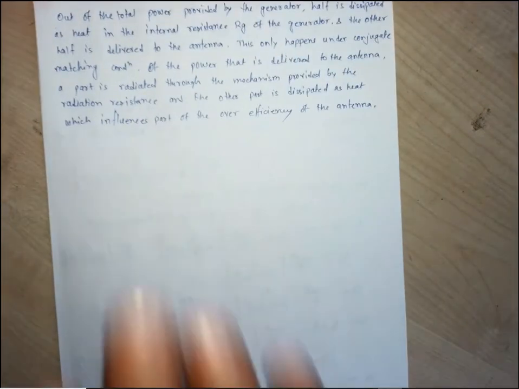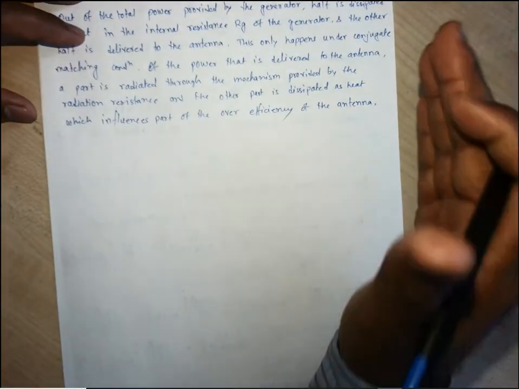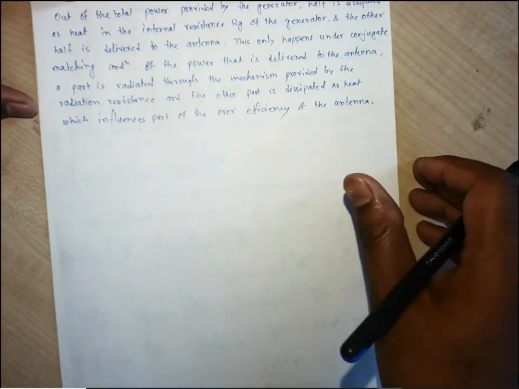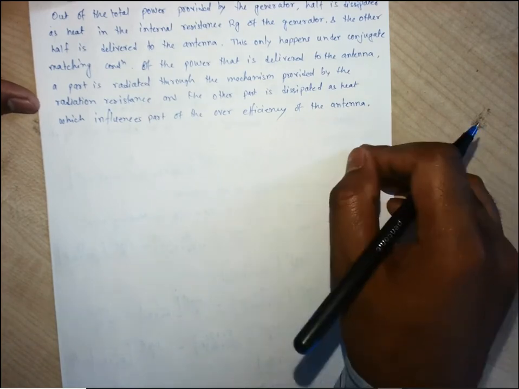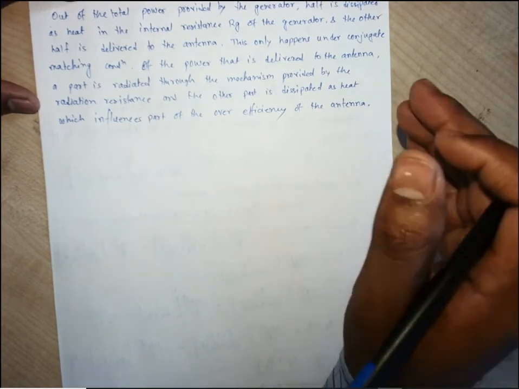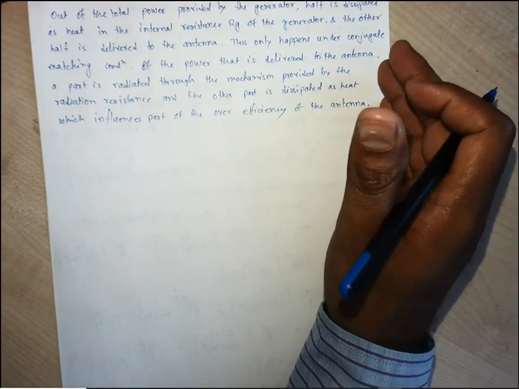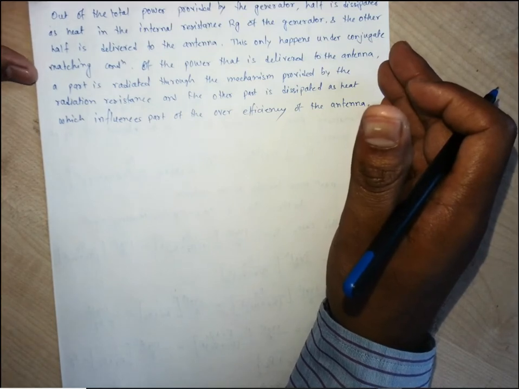Okay, now let us summarize this. Of the total power delivered from the source, half is dissipated as heat in the internal resistance of that source. Out of the remaining half, a half is again dissipated as heat in the antenna resistance and only half is radiated from the antenna.